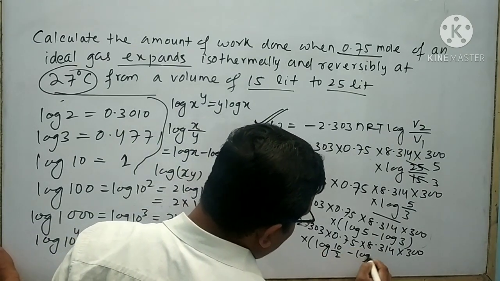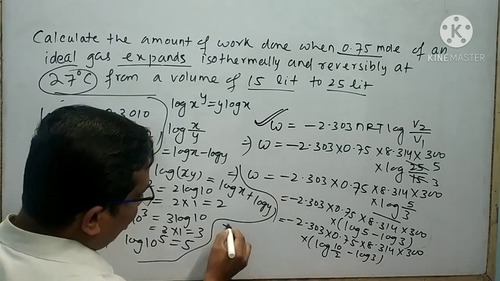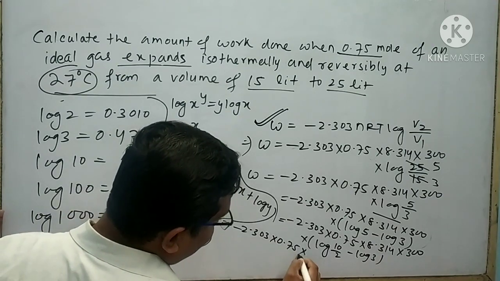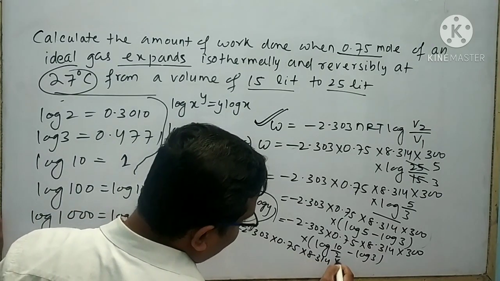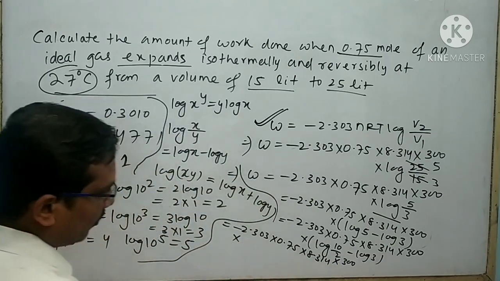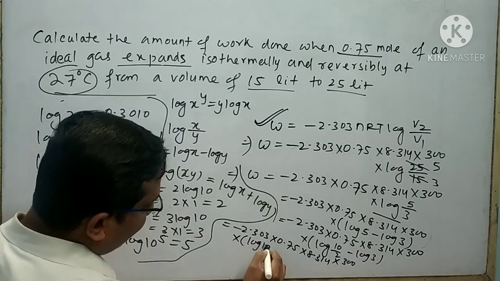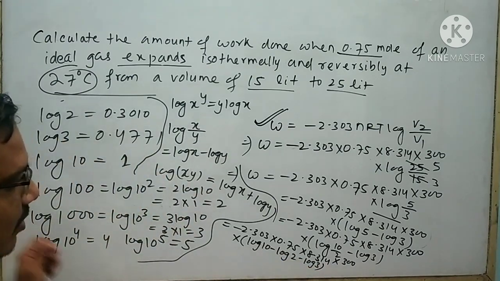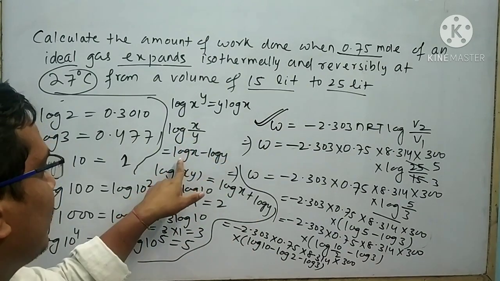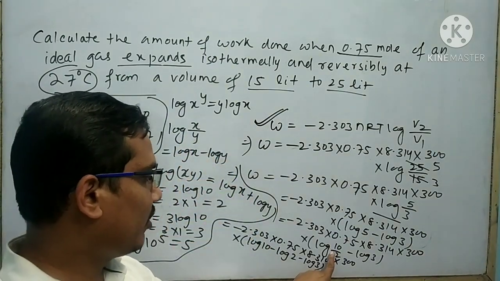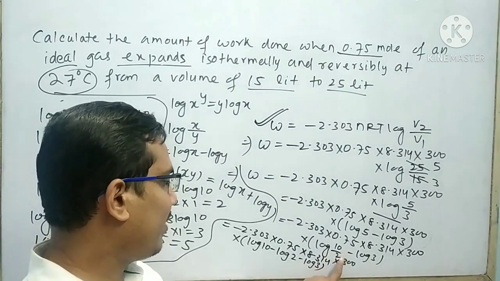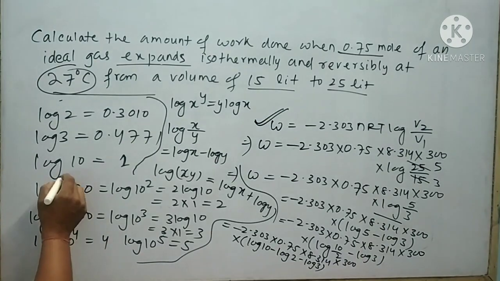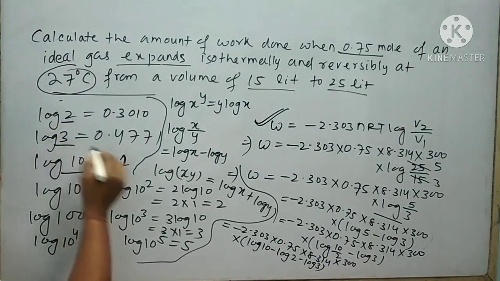2 minus log 3. Now I can write W equal to minus 2.303 into 0.75 into 8.314 into 300 into log 10 minus log 2 minus log 3. Because we know that log x by y equal to log x minus log y. So here I can write log 10 by 2 equal to log 10 minus log 2. Now put the value of log 10, log 2, log 3 here.